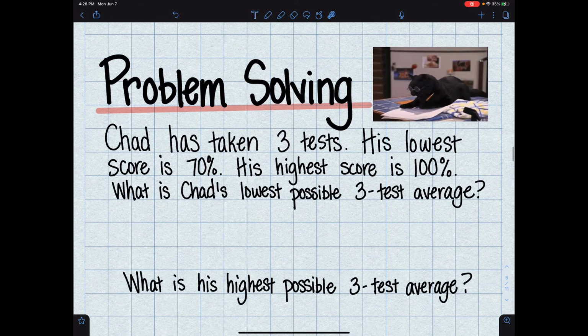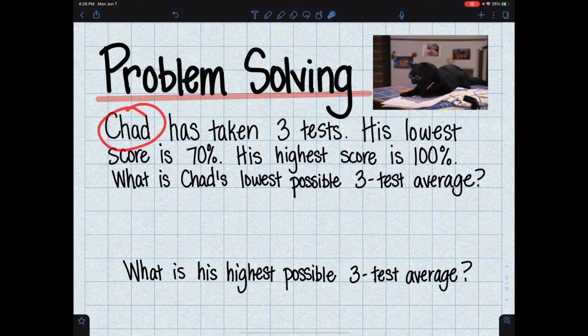All right, let's jump into problem solving. Problem solving talks about someone named Chad. I just made it a cat. Chad's got his glasses and his pencil in his hand, and he's taking a test. Okay, so it says Chad has taken 3 tests. His lowest score is 70. His highest score is 100%.